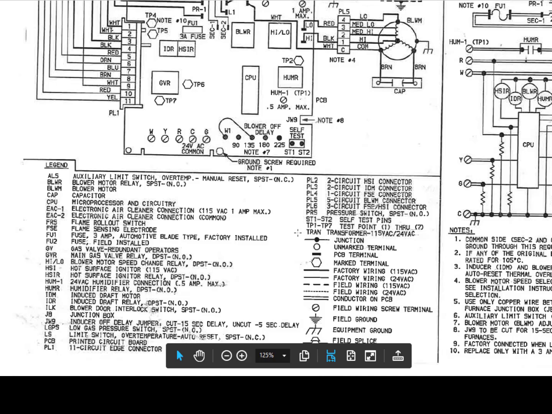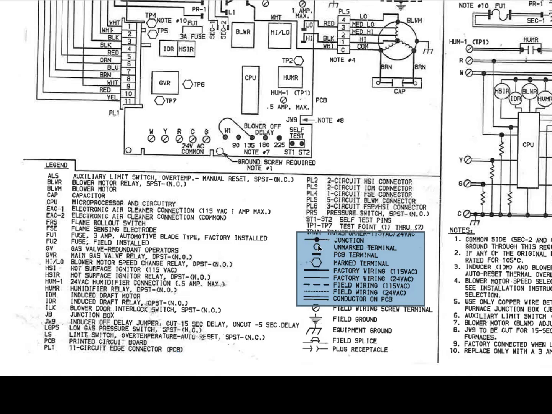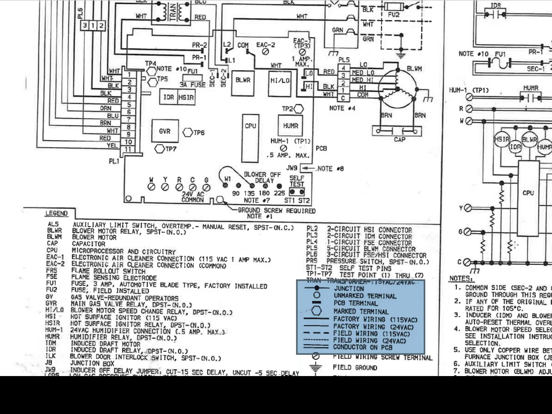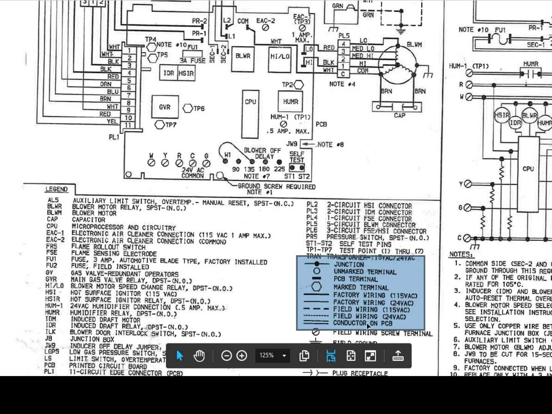There's a lot of good information in the legend. This is telling us terminals, unmarked terminals, a junction looks like that. Different types of wires are indicated by the thickness of the wire that's indicated here.